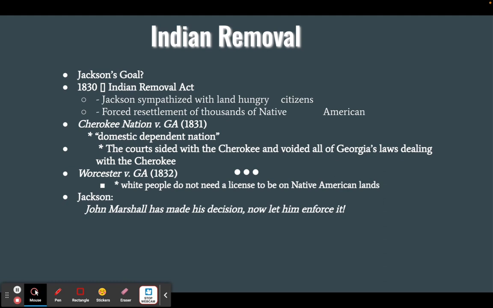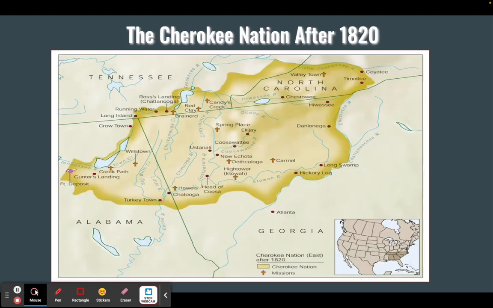Jackson looks at the court ruling where they said the Cherokee are right, we cannot kick them out. And he says, John Marshall, who's the chief of the Supreme Court, has made a decision, now let him enforce it, which is kind of a joke because it's Jackson's job to enforce the law, not the Supreme Court. So Jackson goes forward with the Indian removal.